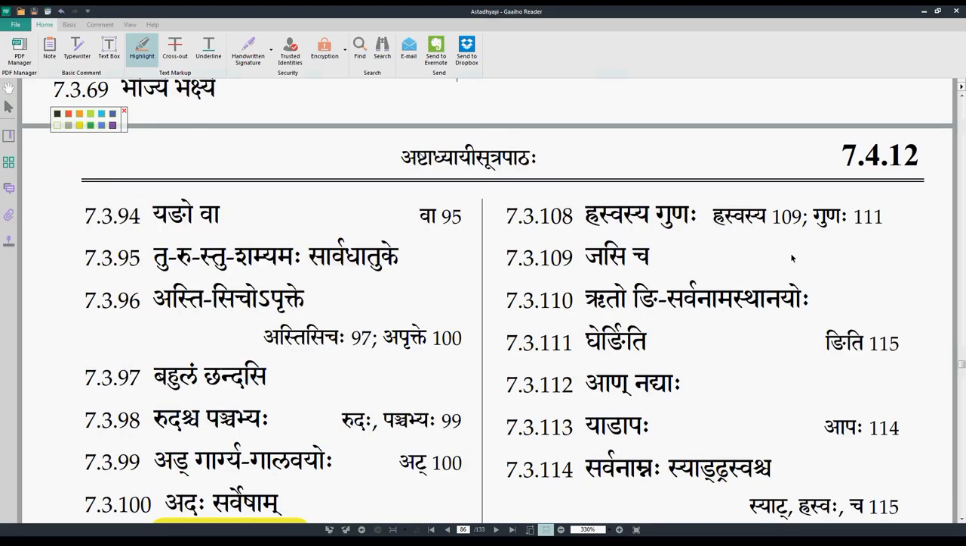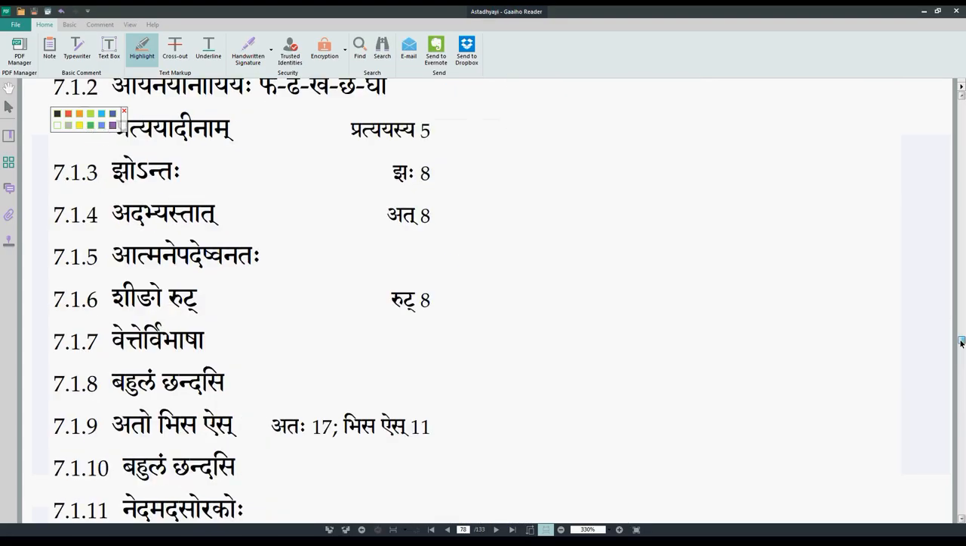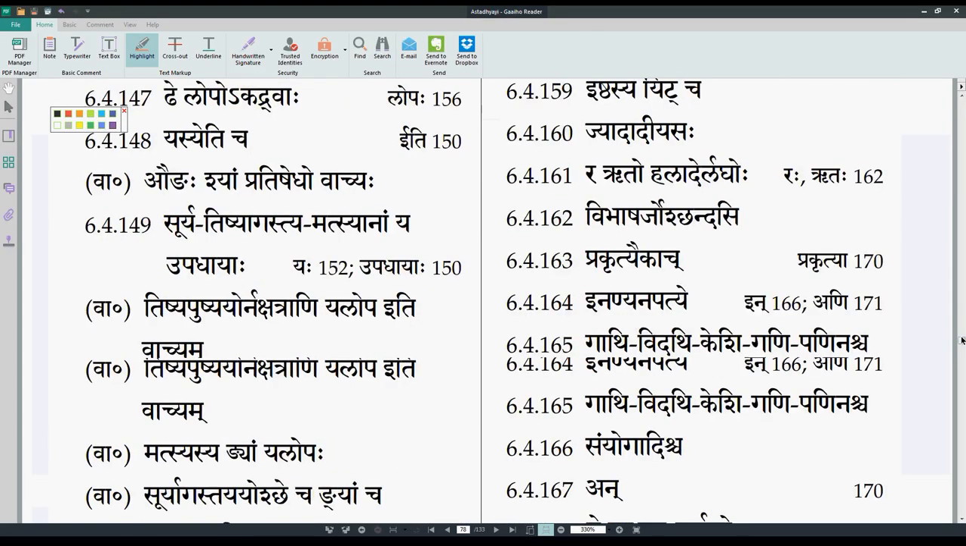So since we have already started this, let's look up that as well for completion. 5371. So let me explain that as well so that we can complete this.